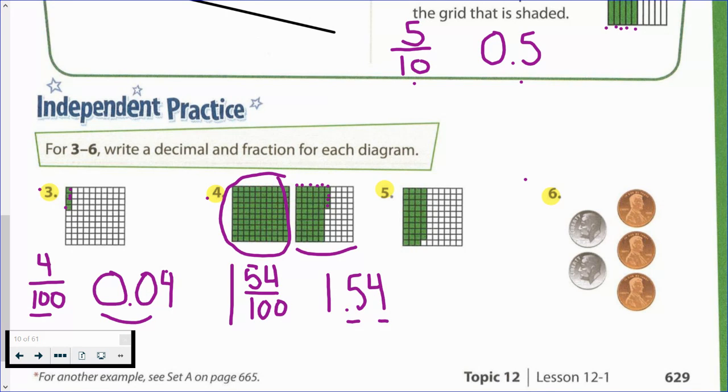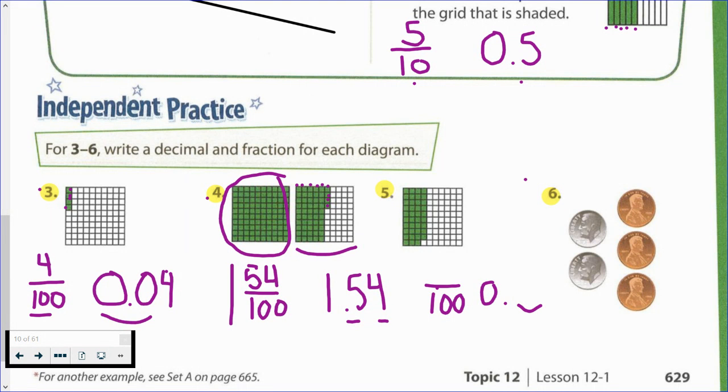All right, number 5, continuing on, divided into hundredths. Count how many hundredths have been used. Put that as your numerator. Develop your decimal. There are no wholes, so fill in the other side, and keep on going from there.